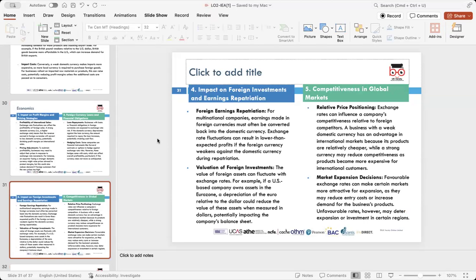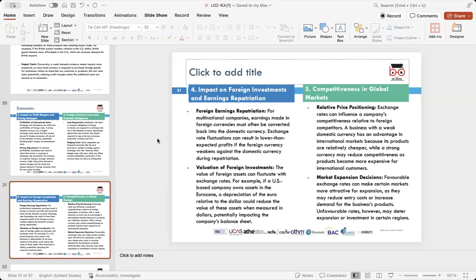Impact on foreign investment and earning repatriation and competitiveness in a global market. For multinational companies, earnings made in foreign currencies must often be converted back into domestic currencies. Exchange rate fluctuations can result in lower than expected profits if the foreign currency weakens against the domestic currency.